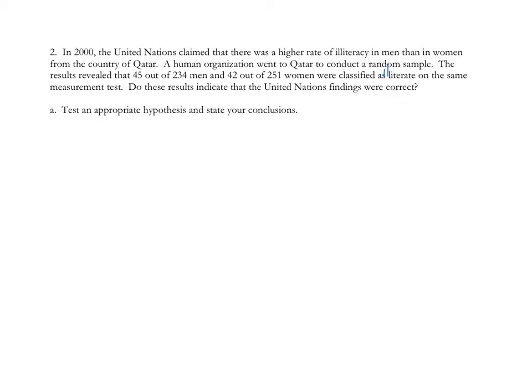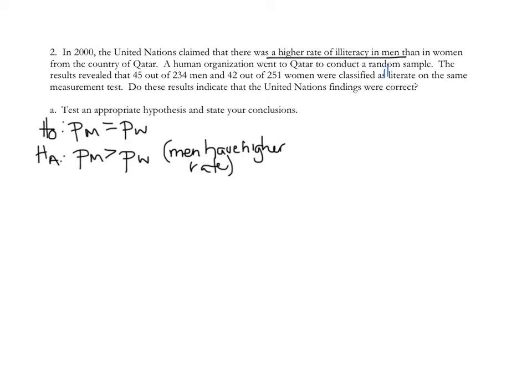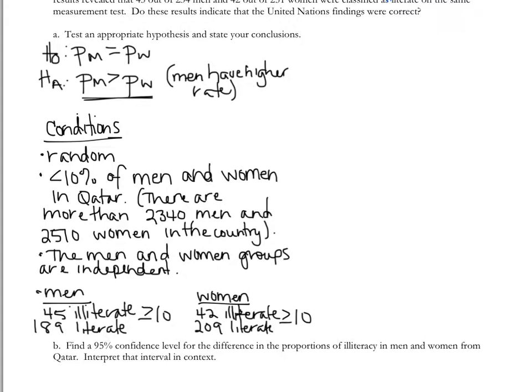See if you can go through the test on your own, but at any point you can follow along with my work. So I've set up my hypothesis, my alternative based on the fact that it asks, claim that there was a higher rate of illiteracy in men than in women. All my conditions have been checked and I'm good to go. So I am now going to do a 2 proportion z-test.